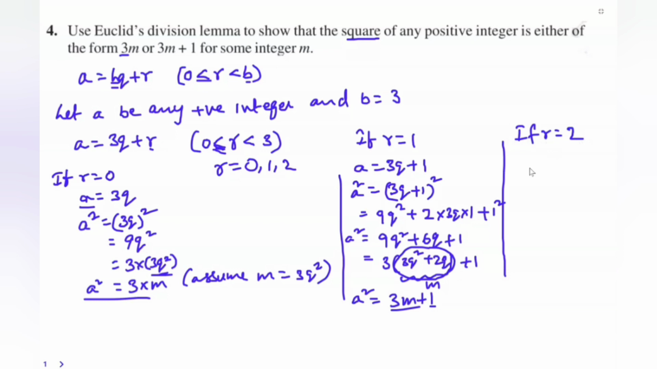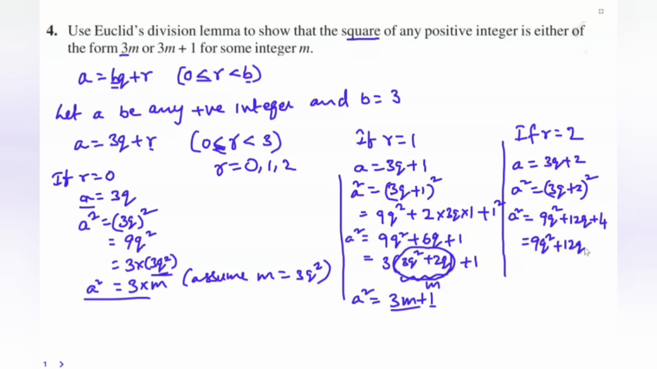Now, similarly, you can get it if r is equal to 2. What happens if r is equal to 2? Similarly, a is equal to 3q plus 2. Therefore, a square will be 3q plus 2 whole square, which you can again expand according to the a plus b whole square form. A square is equal to 3q whole square, which is 9q square, plus 2ab in the middle, which gives 12q, plus 2 square, which gives 4. This 4 I will split as 3 plus 1, which has no effect.